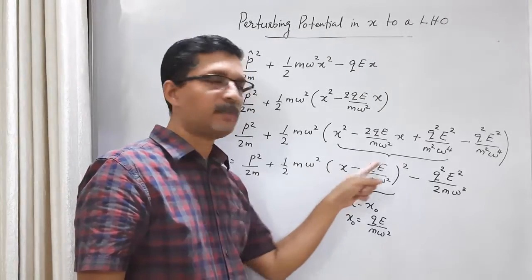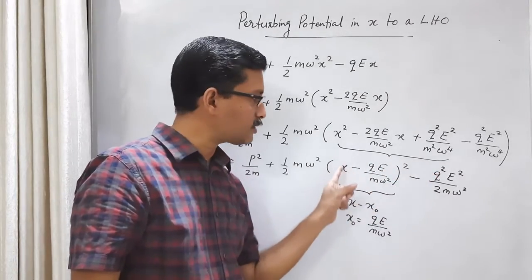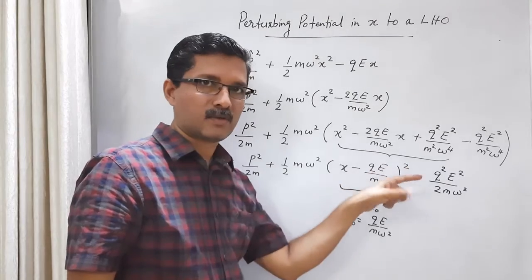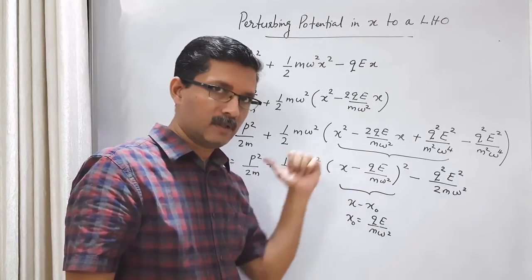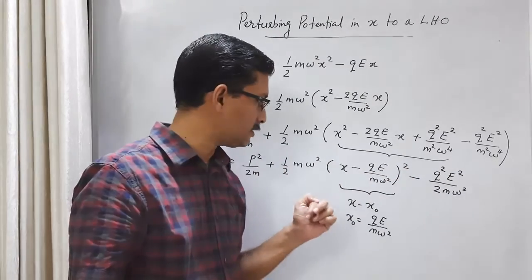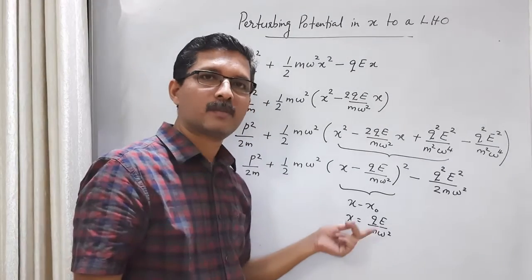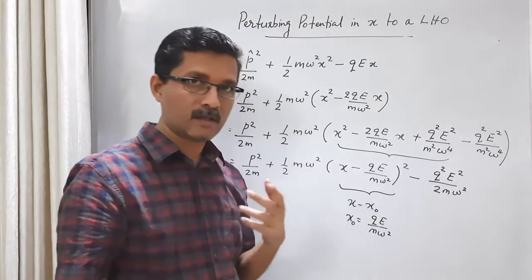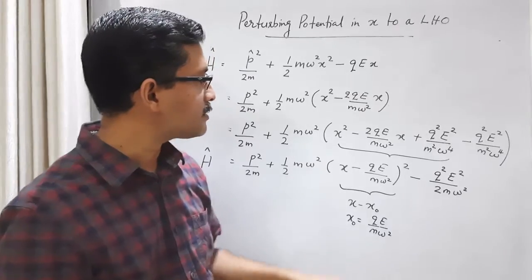Okay, so we will get an x plus x0 square here. In other words, x minus x0 square, where x0 will be negative. The shift will be towards the minus x direction. So the direction of the shift depends upon the direction of the electric field. That is one effect. Now the second effect is this.